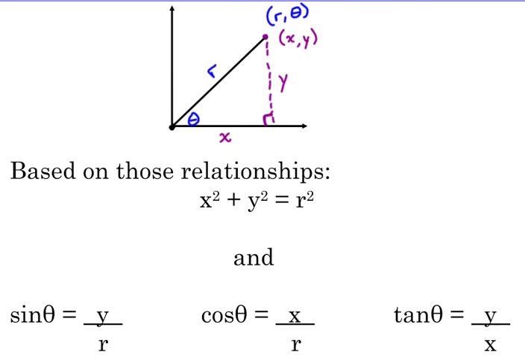Cosine of theta is equal to x over r, the adjacent over the hypotenuse. Tangent of theta is equal to y over x. Again, it's falling right in line with everything that we've done with the unit circle, with vectors, and now we're doing it with the polar system.